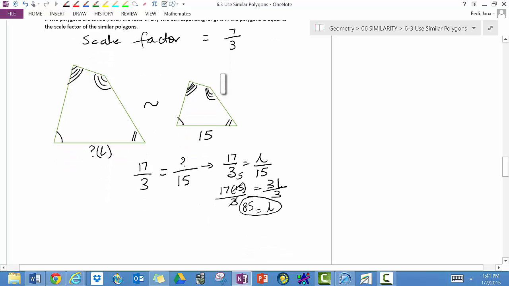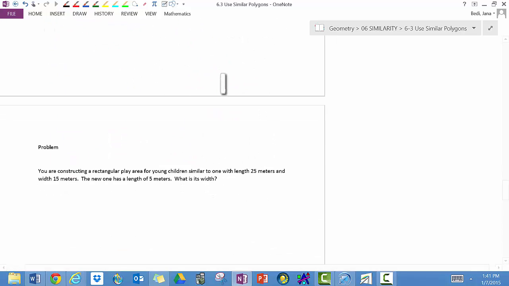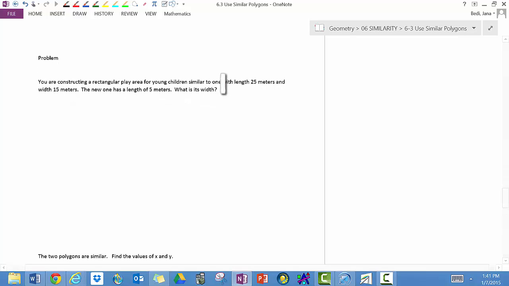Okay, time for you to do some problems. You are constructing a rectangle area for young children similar to one with length 25 meters and width 15. The new one has a length of 5. What is its width? So what you need to do is go ahead and draw some figures here, and then find the new width.